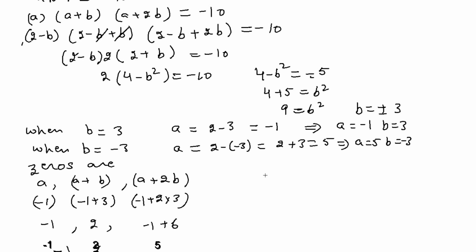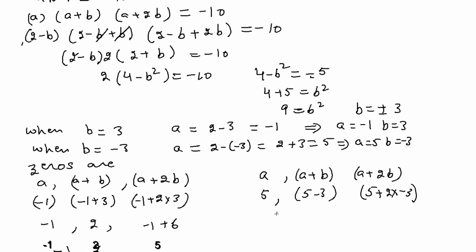Again write the zeros: a, a plus b, a plus 2b. Now substitute the values. a is 5, b is minus 3. So instead of a, write 5. Instead of b, write minus 3. Just you will get 5, 5 minus 3, 5 plus 2 into minus 3, which is 5 minus 6. You will have 5, 2 and minus 1. So in both the cases, zeros are minus 1, 2 and 5.